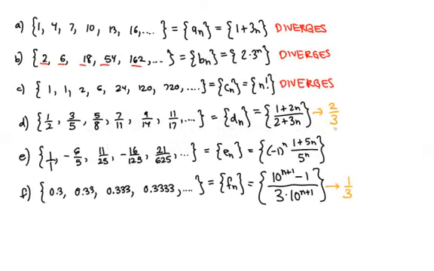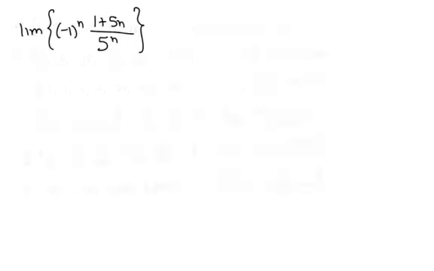So we're almost done evaluating all 6 of our original sequences. The only one we haven't done here is sequence e. Minus 1 to the n, 1 plus 5n over 5 to the n. So let's see what we can do with this one. What is the limit of negative 1 to the n times 1 plus 5n over 5 to the n? So this is the same thing as the limit as n goes to infinity of negative 1 to the nth power times 1 plus 5n over 5 to the n.